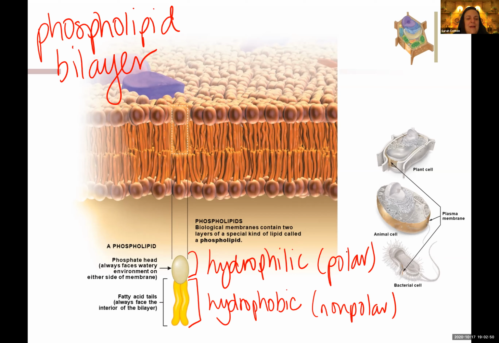Okay, so the phosphate head on the phospholipid is hydrophilic, and that's why it's on the outsides of the bilayer. So the outer surface, the extracellular environment, extracellular means outside of the cell, and then the intracellular environment, the cytoplasm, remember, both of those places are super watery. Okay, so that's the basic setup of the phospholipid bilayer.